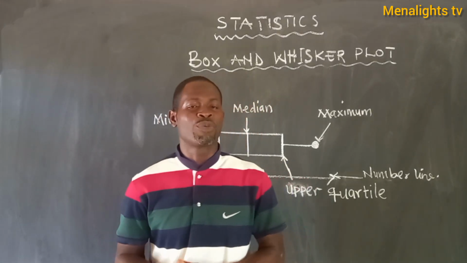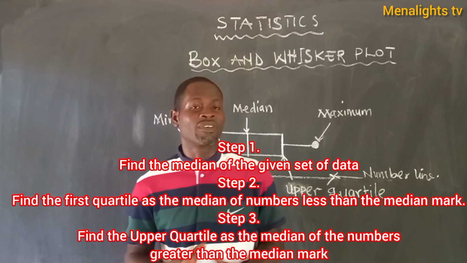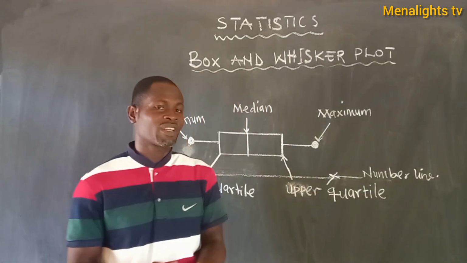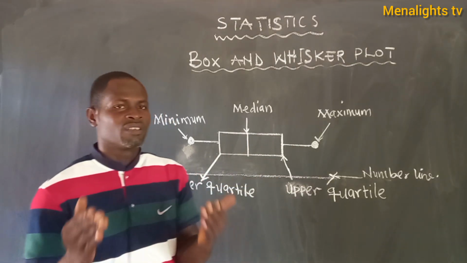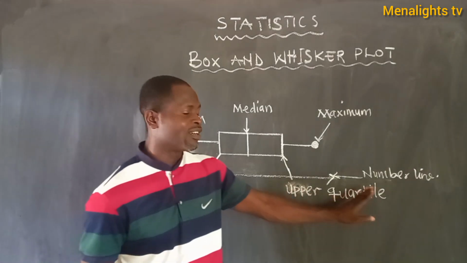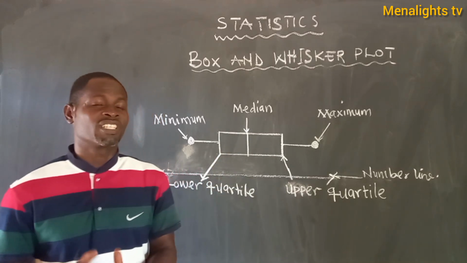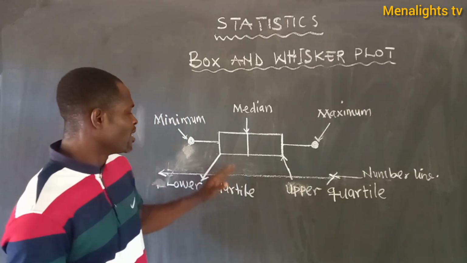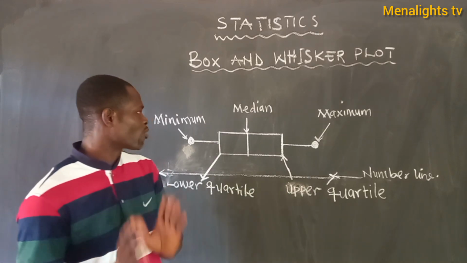For us to draw a box and whisker plot, there are some steps that we need to look at. So the first step is to arrange the numbers from the smallest to the highest and find their median. Upper quartile. So the upper quartile is the median of the numbers that are above the median mark. Then we have the lower quartile. That means finding the median of the numbers that are below the median mark, or the numbers that are smaller than the median mark. You find their median, and that is our first quartile or the lower quartile.